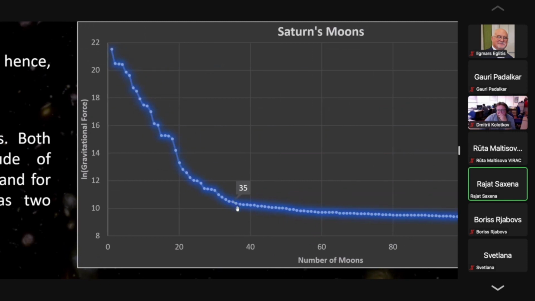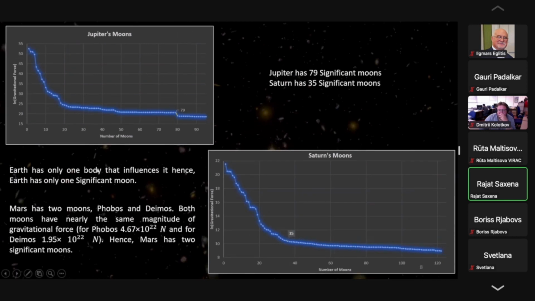For Saturn, this gap is here. It's not very clearly visible, but it's somewhere here. So we have 35 moons for Saturn. And we'll now quickly discuss the number of significant moons for Earth. Earth has only one body that influences it, hence Earth has only one significant moon.